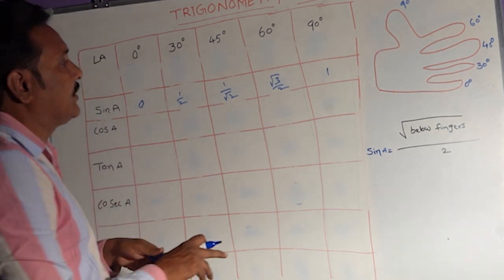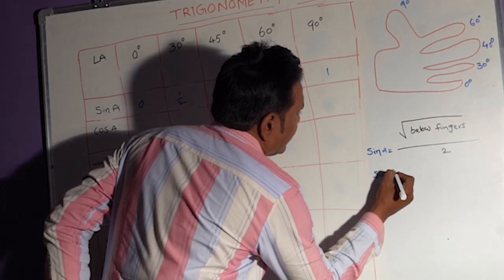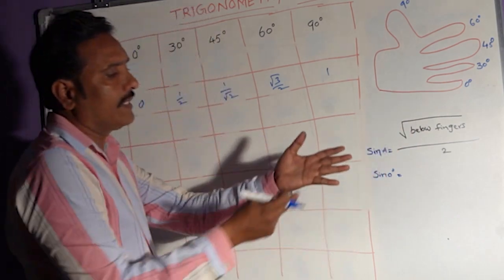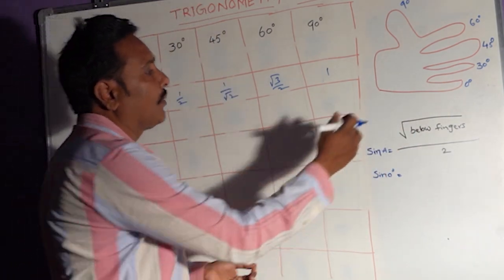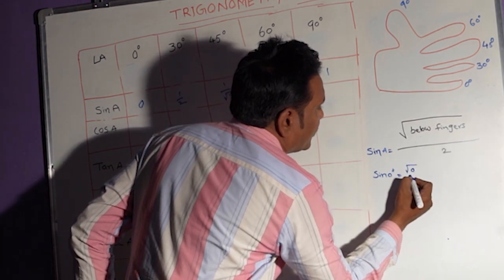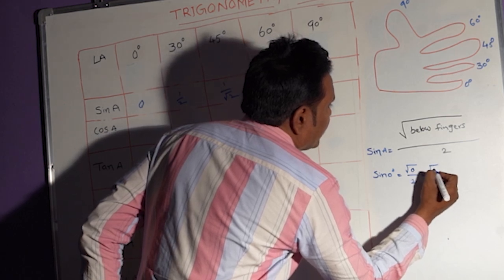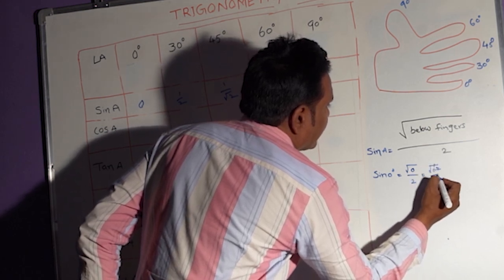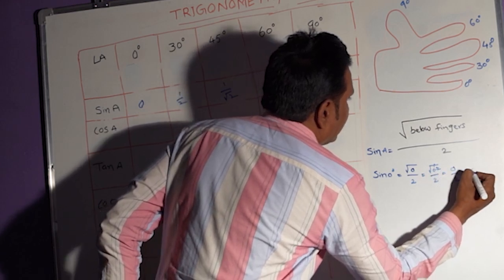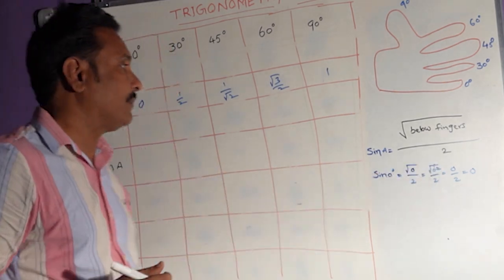Then sine 0 degree value. First, 0 degree means little finger. Little finger below fingers is 0. That's why root of below fingers is root 0 by 2. Root 0 is equal to root of 0 square. Square root cancels, by 2. Then 0 by 2 is equal to 0. Okay. Sine 0 degree value is 0.